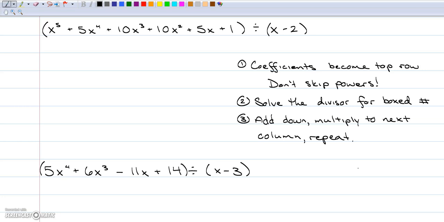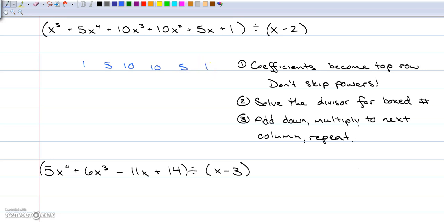Conveniently in that problem and in this next one that we're about to do, you had standard form, which meant the powers were descending, and there were none that were missing. This time again, we have standard form, no powers are missing, and so we're pretty much good to go. The first step is going to lead me to a place that looks like this. 1, 5, 10, 10, 5, 1.